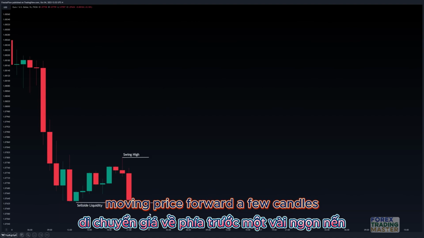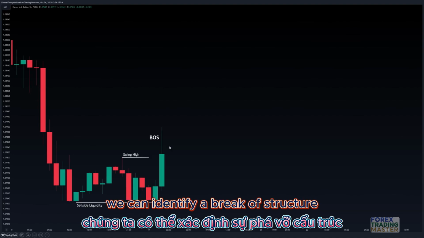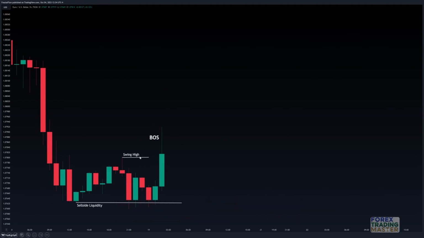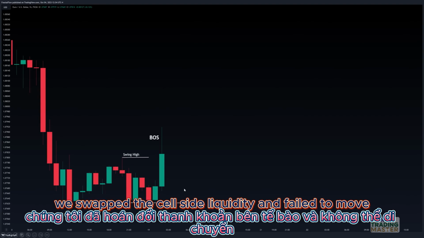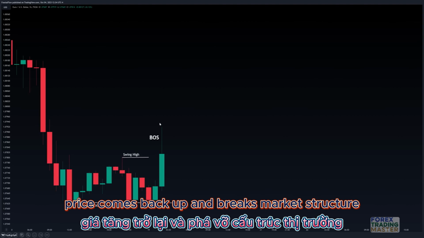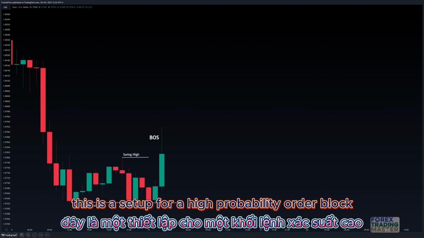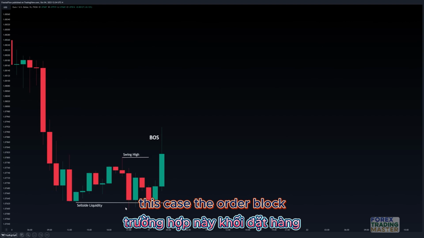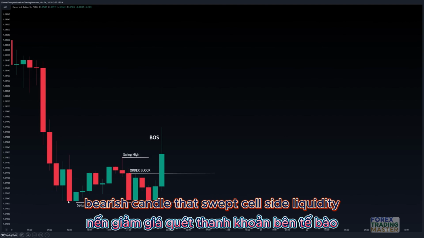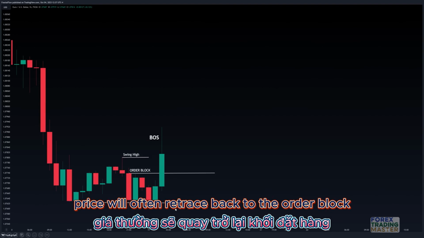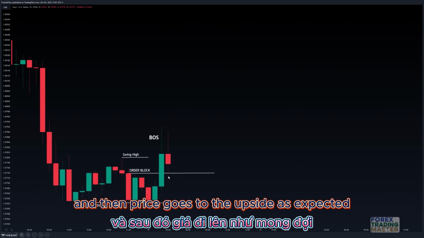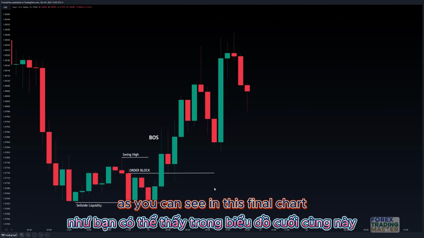In this case, moving price forward a few candles, we can identify a break of structure, meaning that price rises and breaks the latest swing high. In summary, we swept the sell-side liquidity and failed to move lower. Now after it, price comes back up and breaks market structure. This is a setup for a high probability order block. In this case, the order block sits at the opening price of the large body bearish candle that swept sell-side liquidity. Price will often retrace back to the order block, as you can see here, which would be the long trade setup. And then price goes to the upside as expected, as you can see in this final chart.